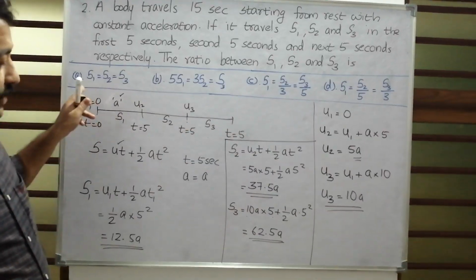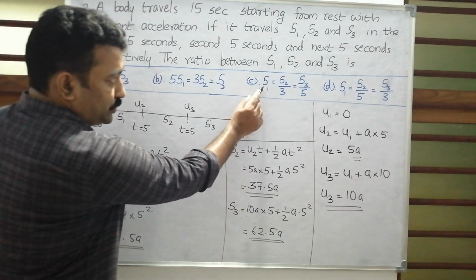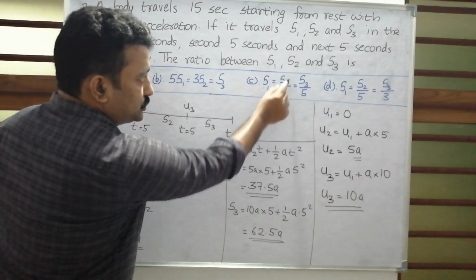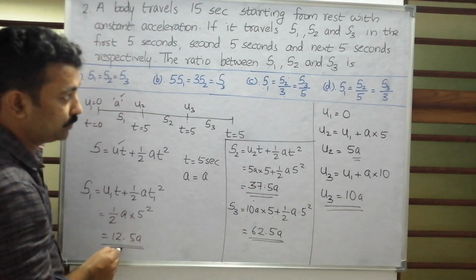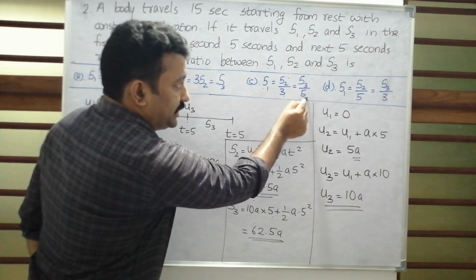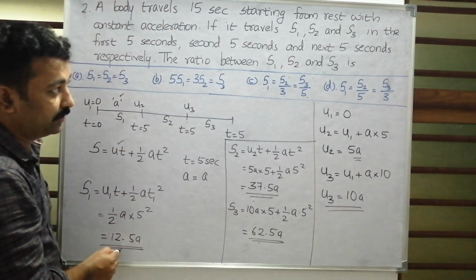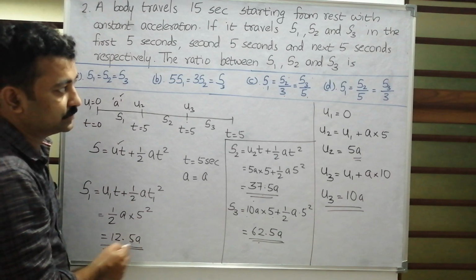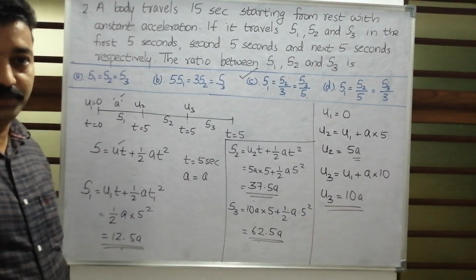Look at the given alternatives. Which is the right option now? We can say S1 is equal to S2 divided by 3, that is 37.5 divided by 3 will give you 12.5. S3 divided by 5, that is 62.5 divided by 5 will give you 12.5. So which is the right option? Right option is C. You get the relationship between S1, S2 and S3.